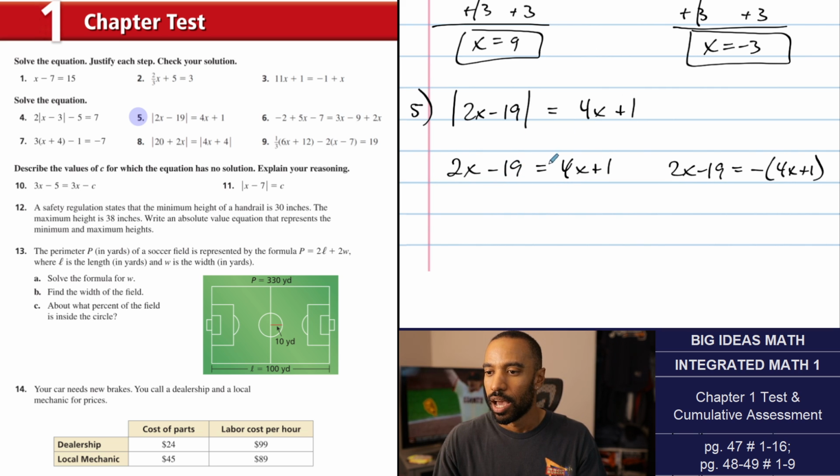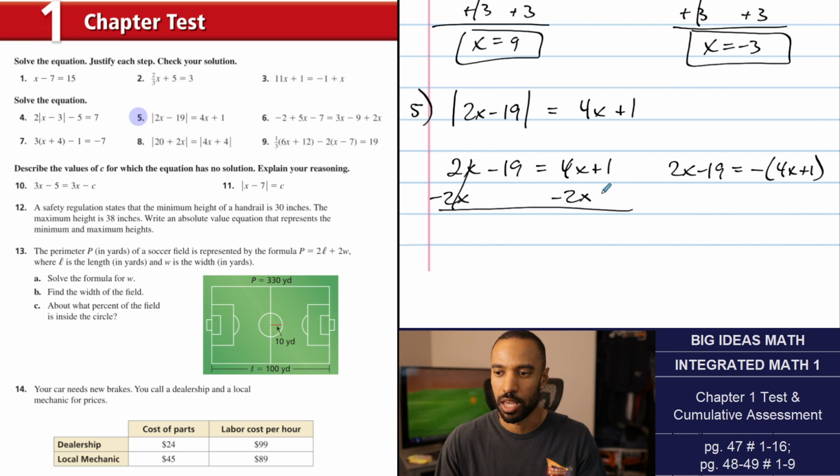So they involve the same 2 steps. Well, actually, no, they don't. Here we're going to solve for x. I prefer to keep my x's positive, so I'm going to subtract 2x from both sides here. Consequently, I'm also going to subtract 1 from both sides here. That's negative 20 equals 2x. If I divide both sides by 2, I get x equals negative 10.